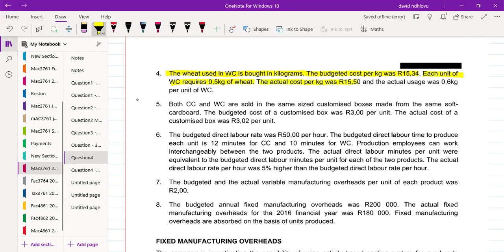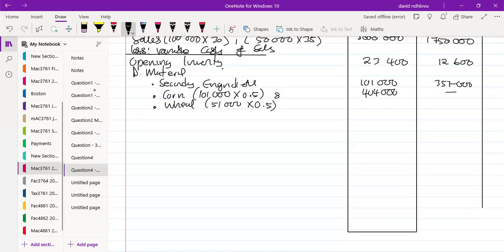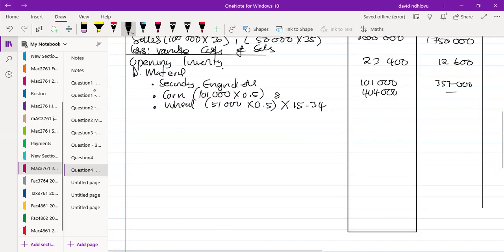The actual cost per kg was 15. The actual usage was 0.6. I'm worried about the budget. So therefore, the budgeted consumption is 0.5, multiplied by the budgeted cost per kg, not per unit, 15.34. So we just say 51,000 times 0.5 times 15.34. Right, then we are going to get a figure of 391,170.